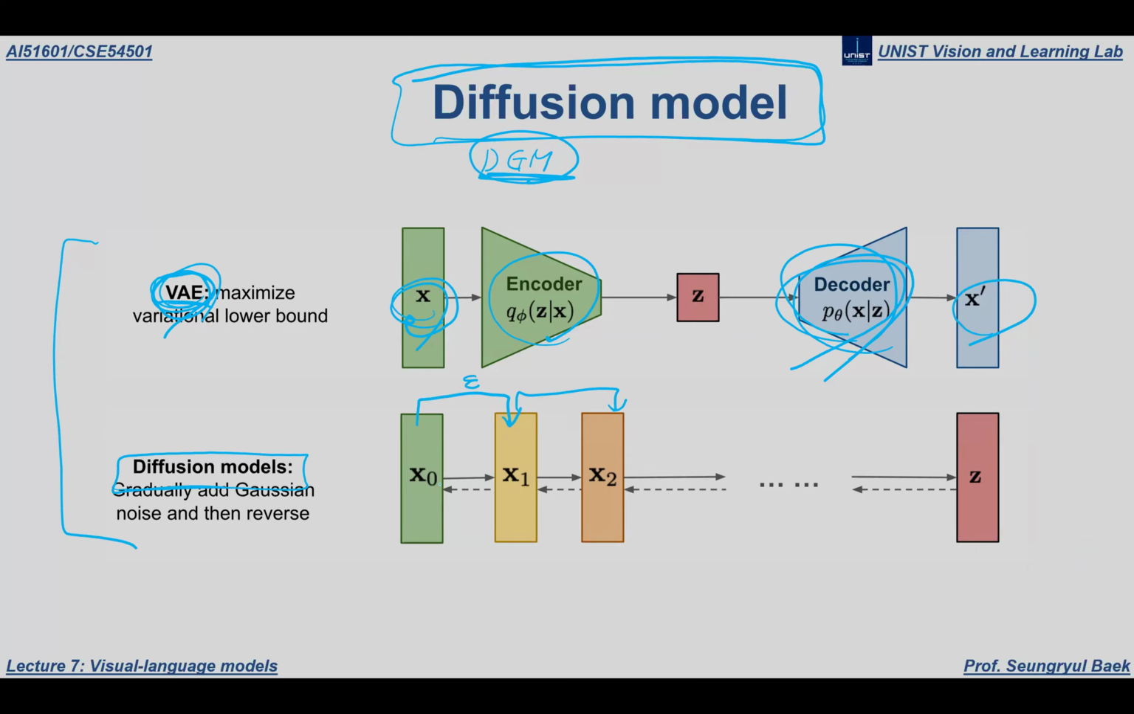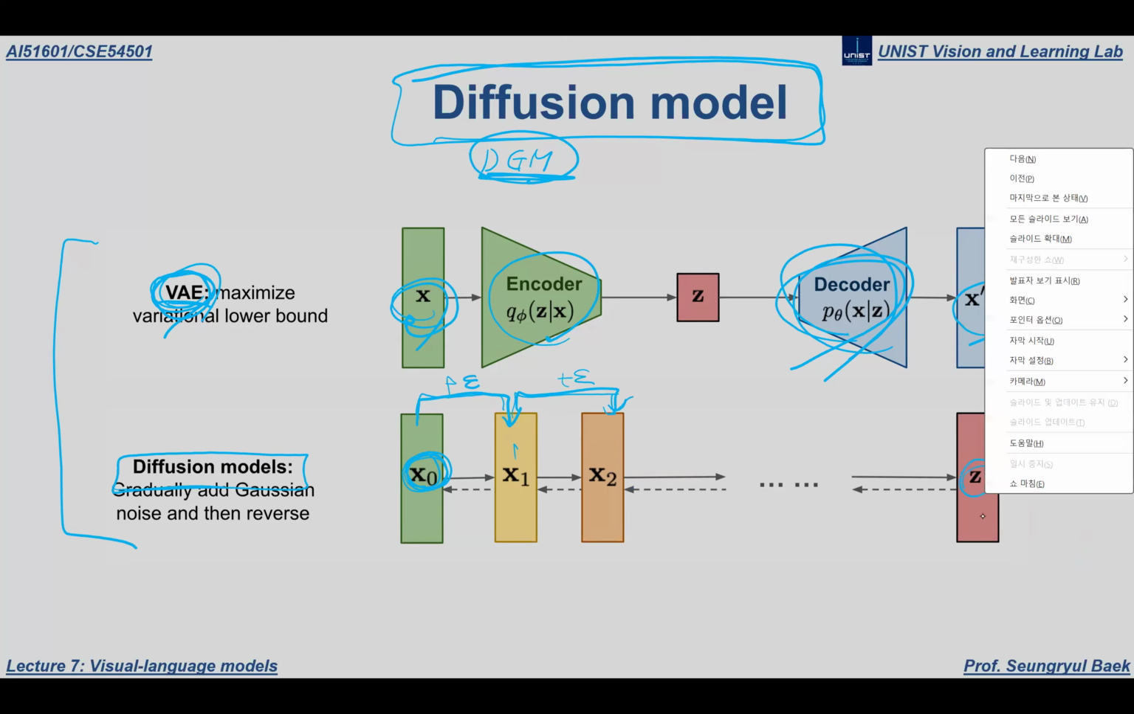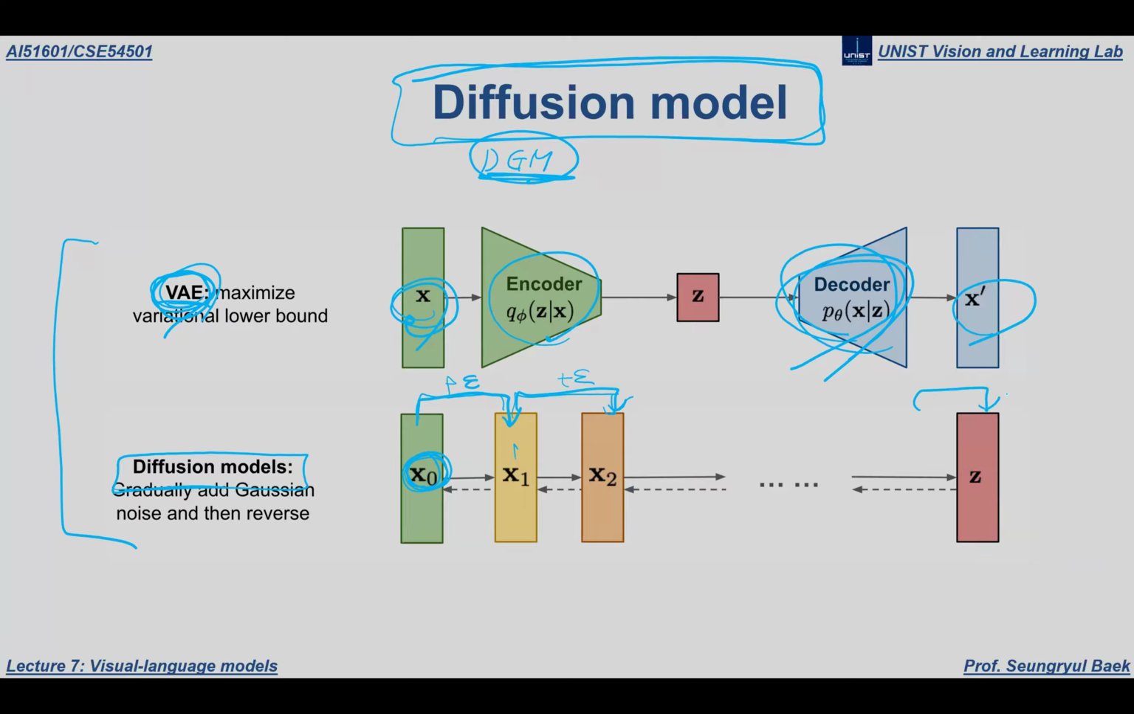From X0, which is the original image, they add some noise. They slightly give some Gaussian noise, and then Z becomes complete noise. Normally we do this process in 1,000 steps. We gradually add the noise and make it into complete noise. There is no network involved here.